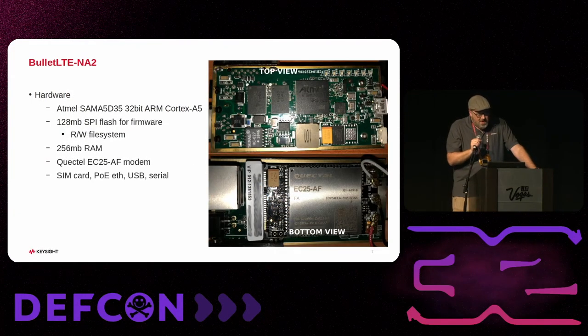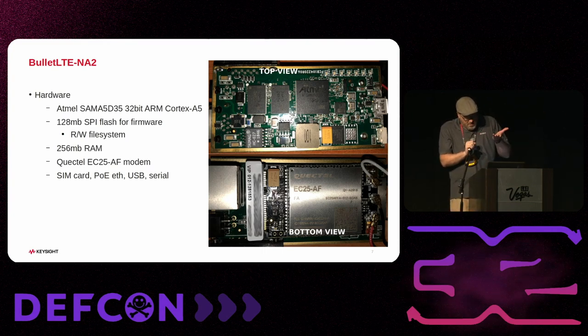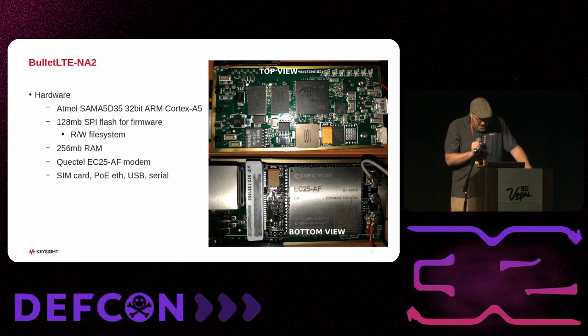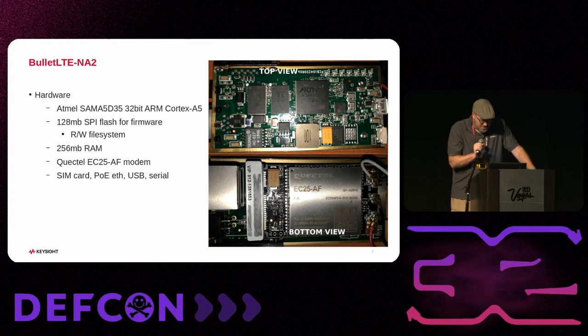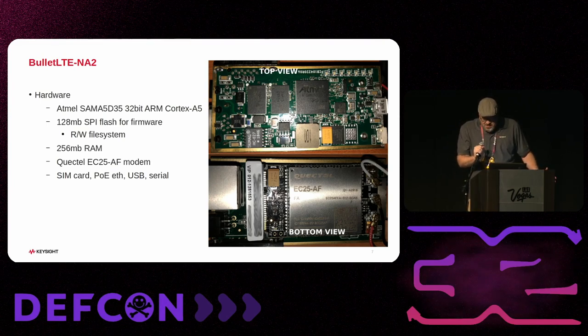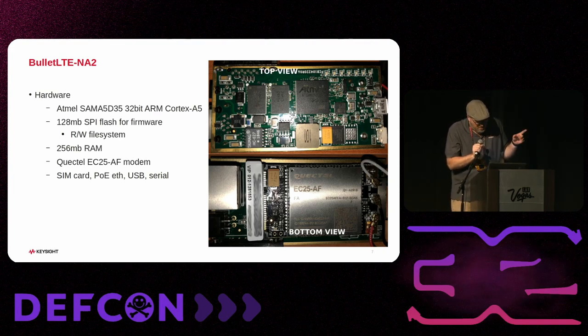Okay, so first off, from a hardware perspective, it's a 32-bit ARM Cortex A5 processor, which you can see in the top view. This is the top of the board and the bottom of the board. Down in the bottom of the top view, next to that orangish yellowish thing, is the expansion flash firmware chip, 128 megs. The entire file system is read-write, which is pretty awesome. It's also got 256 megs of RAM. On the underside of the board, they've got this Quectel modem, an EC25-AF. They've also got connections for a SIM card slot, PoE, Ethernet, USB, and serial, in addition to a couple of programmable I/O ports.